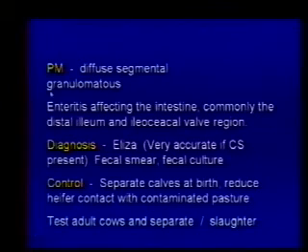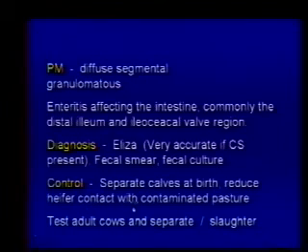On post-mortem examination, we have a diffuse segmental granulomatous enteritis, which affects the intestine, commonly the distal ileum and the ileocecal valve region. The diagnosis: there is an ELISA test, and there's also fecal smear and fecal culture. So this ELISA is very accurate if clinical signs are present. The control: we want to separate calves at birth so they don't get contaminated from the cow.